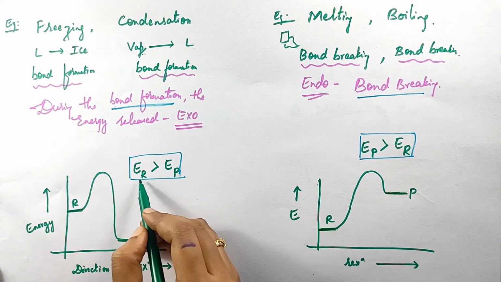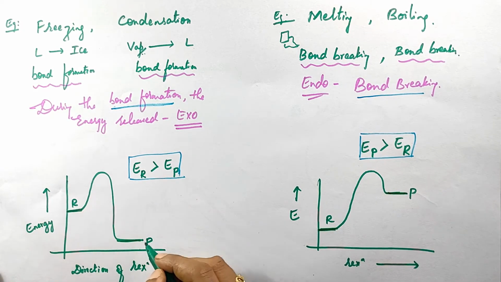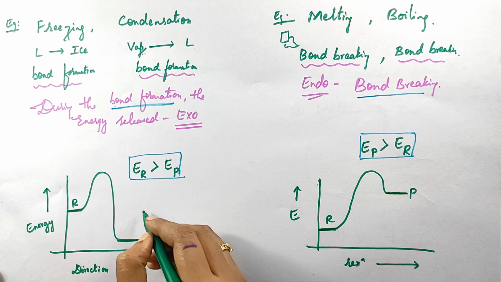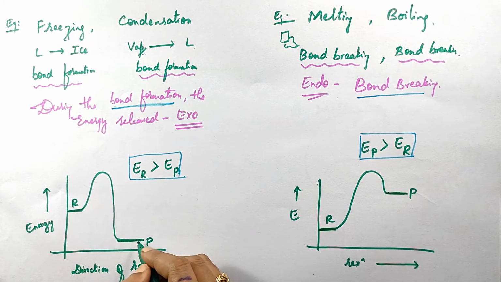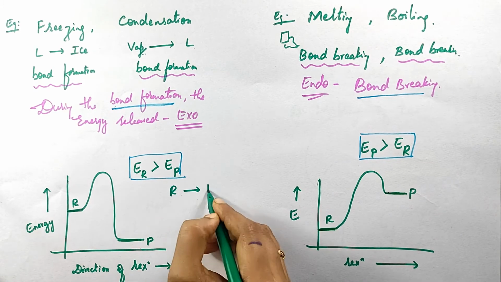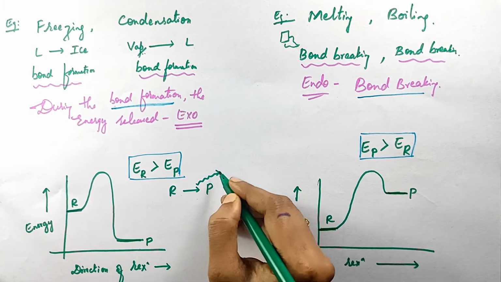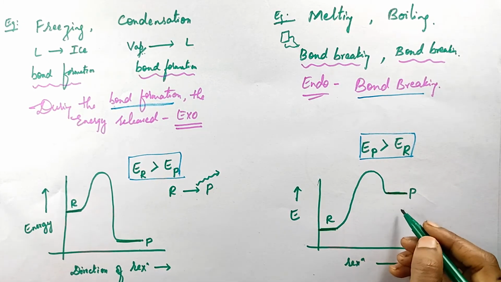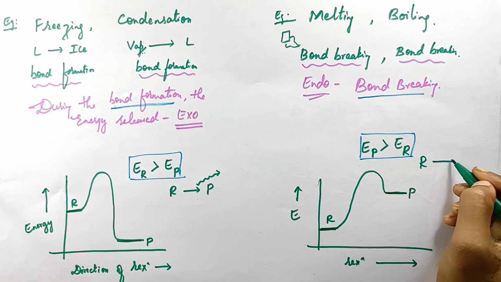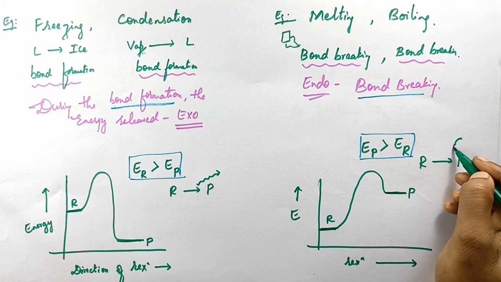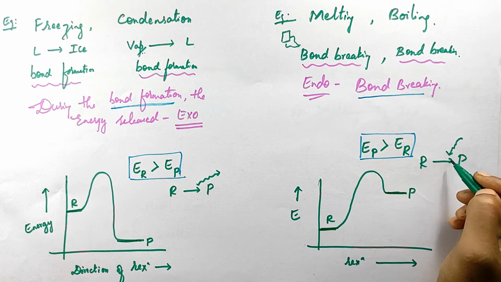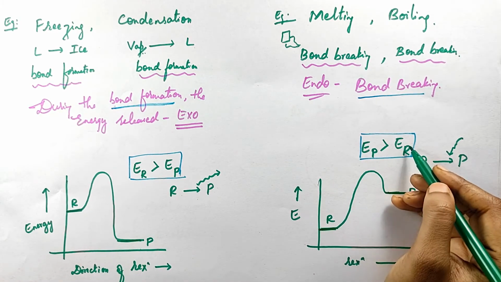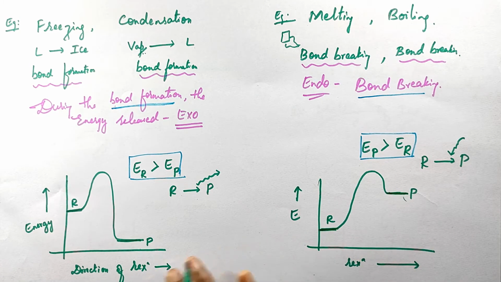Here the energy of the reactant is greater than the energy of the product. Why does the energy of the product decrease here? Because exothermic means release of heat. After the reactant gets converted into product, there will be release of heat. Heat has been released to the surrounding. Therefore, the energy decreased. But in the endothermic reaction, the reactant is converted to product by the absorption of heat. Heat has been absorbed, so the energy of the product is increased. Therefore, EP is greater than ER. This is the comparison between exothermic and endothermic reaction.